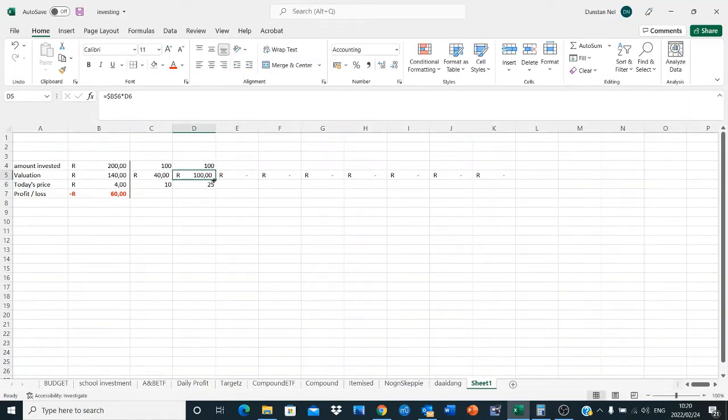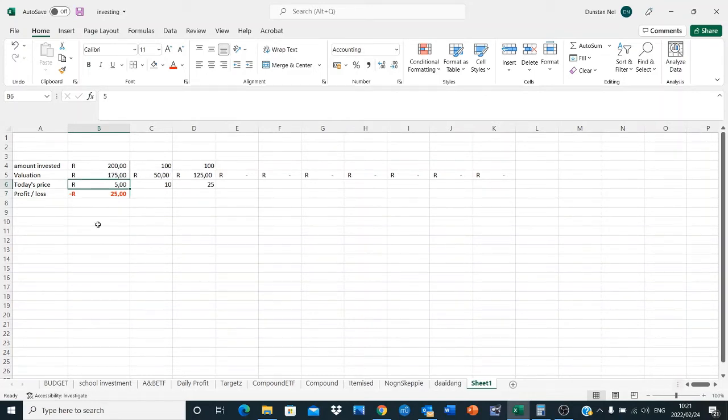I've bought 100 Rands worth of shares, which is 25 shares, which means I now have a loss of 60 Rand. Why? Because I've spent 200 Rand, but my valuation is 140, 40 plus 100. Therefore, my profit and loss is 60 Rand. All right, so now I watch the share price go up. It moves up to 5 Rand. Look at my loss. My loss is now only 25 Rand. It only moved 1 Rand, because my valuation is now 175.